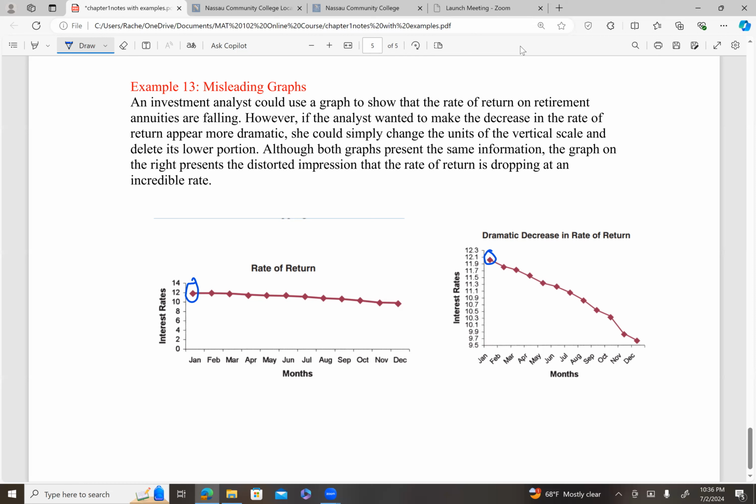It looks like March is about 11.7. Not that much of a decrease overall. But when you make these numbers not in terms of jumping in twos, like the graph on the left, it's going to make this decrease seem way more dramatic. So this is just a nice example of how a set of graphs or a graph can be misleading, all by changing a scale or vertical axis in this case.